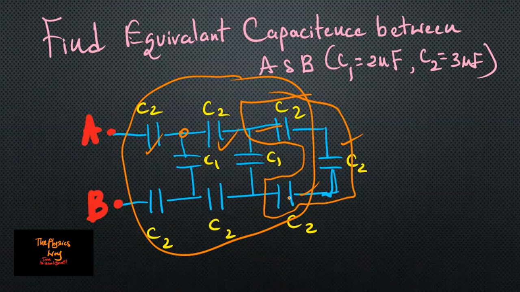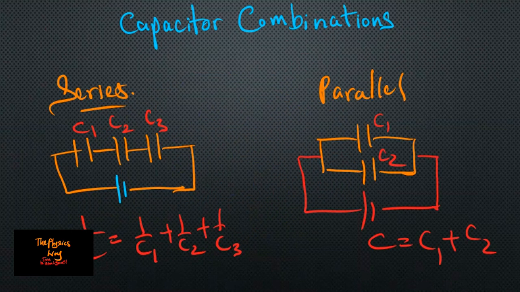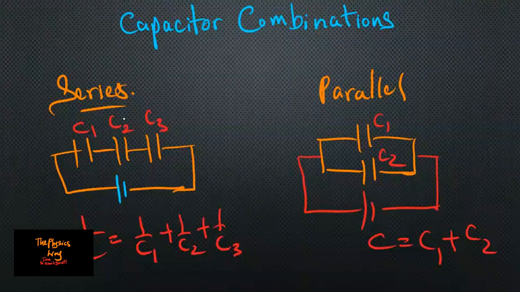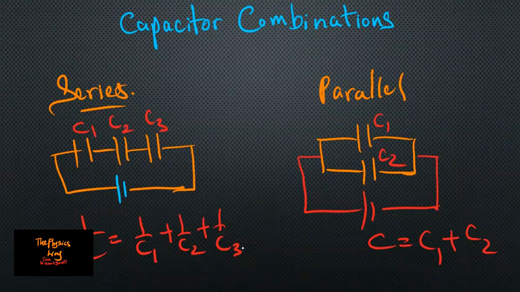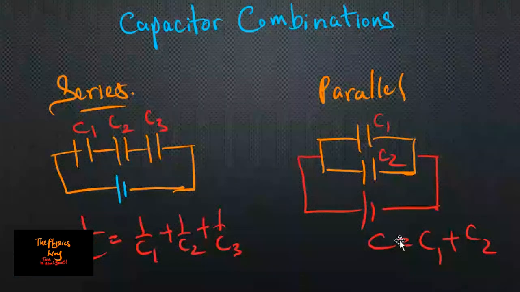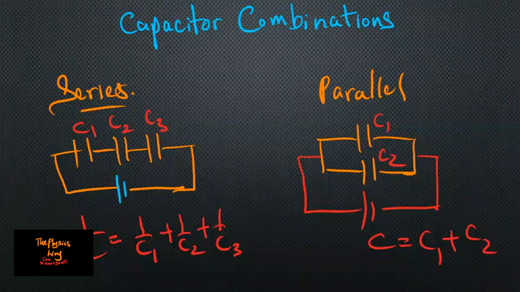So how do we add series and parallel capacitors? You should know that, so let's look at the equations here. For capacitor combinations in series, to find the equivalent, we take the reciprocal of each, add them together, and take the reciprocal back. For parallel, we can directly add them. So C equals C1 plus C2.